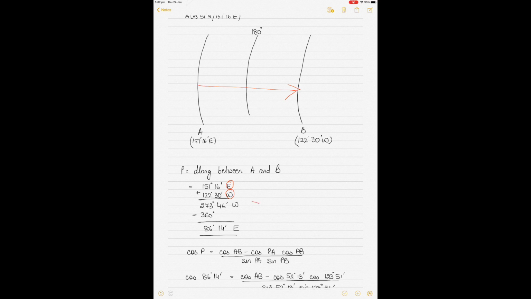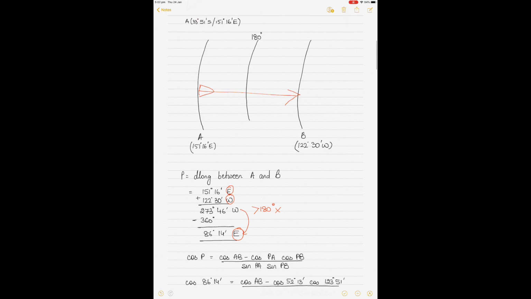But because this is greater than 180 and d long can never be more than 180 degrees, you subtract it from 360 degrees and then reverse the sign. So automatically this becomes an easterly direction, which is also the case in the diagram we have drawn, and you can see that conceptually your vessel is actually going in an easterly fashion from A to B. And similarly your d long, which is also angle P, becomes 86 degrees 14 minutes.